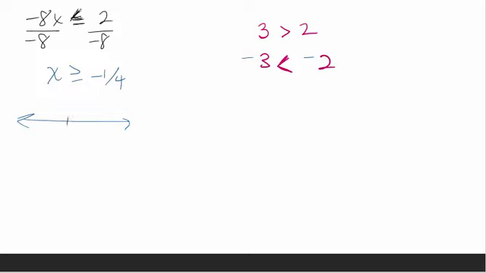And then if it helps, draw a number line, shade appropriately based on that inequality, and then write your answer in interval notation. So in this case, it'll be bracket, negative 1/4, comma, infinity, parentheses.